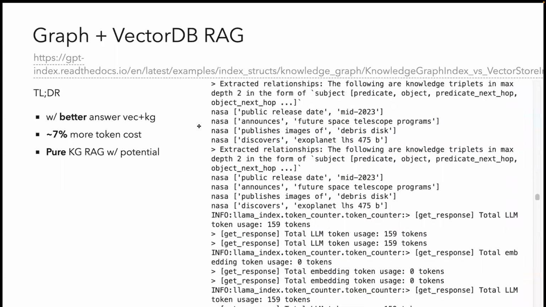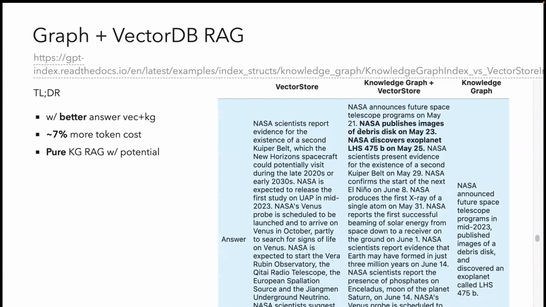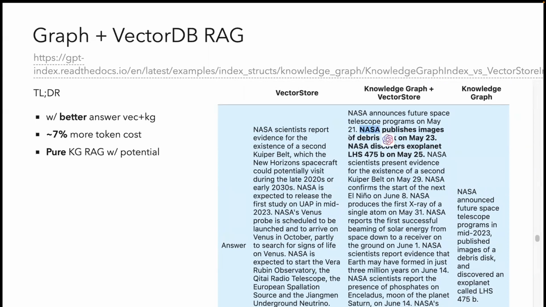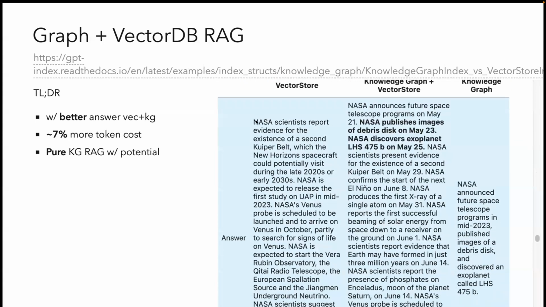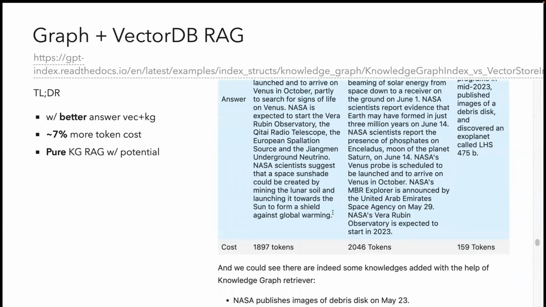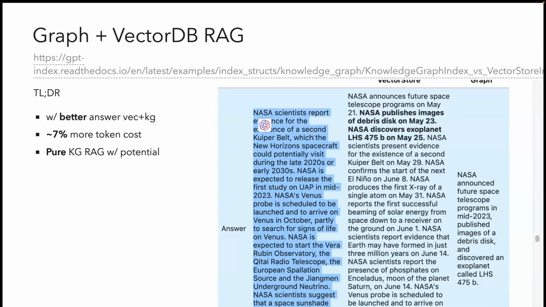And our result is showing that, for example, we are querying one question. In this case, we cherry-pick data that's created newly after the GPT training. So it's about the science events in Wikipedia in this year. So we are asking about NASA: tell me the science events about NASA, and we can see the vector store works excellent, and it comes with some fruitful and correct answers.